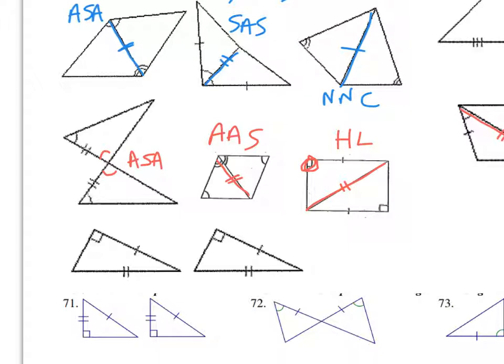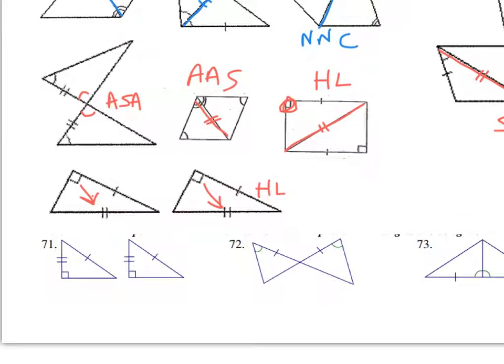This next one, I notice I have a right triangle. What pieces of my right triangle do I have? Well, opposite my right angle, that's called my hypotenuse, and then I have another side, which is my leg, so these are congruent by HL. Same thing is going on in this bottom problem. We have the side opposite our right angle, which is called our hypotenuse, and we have another leg.